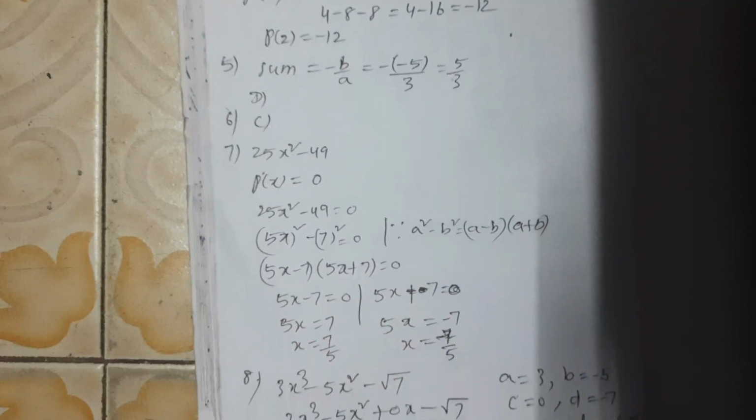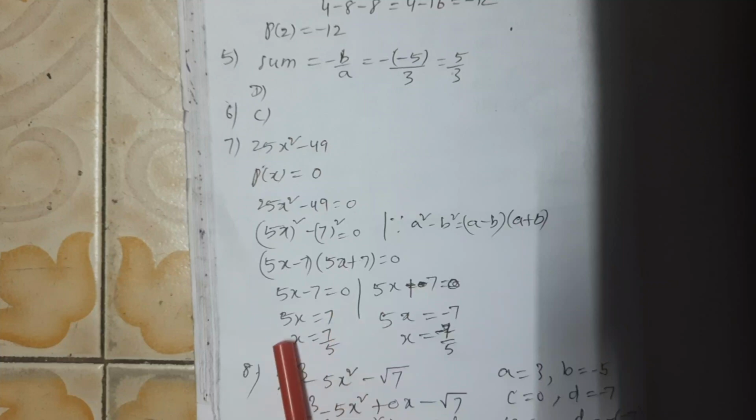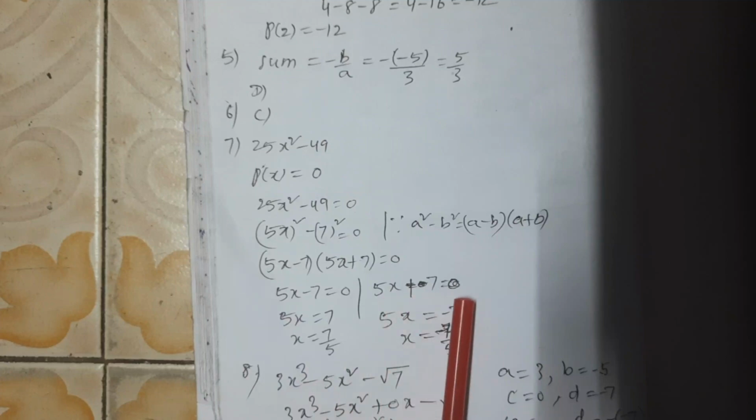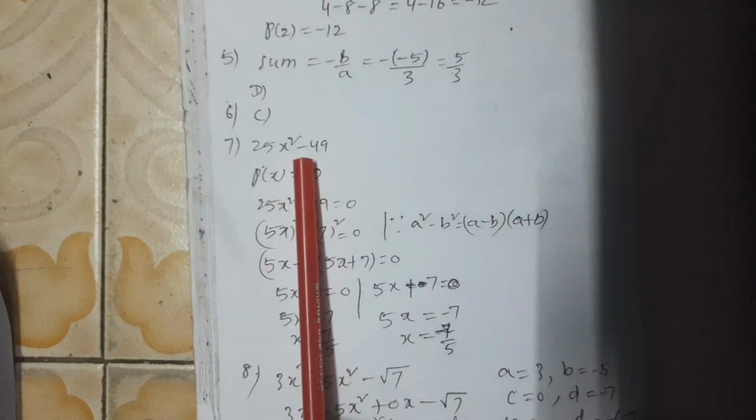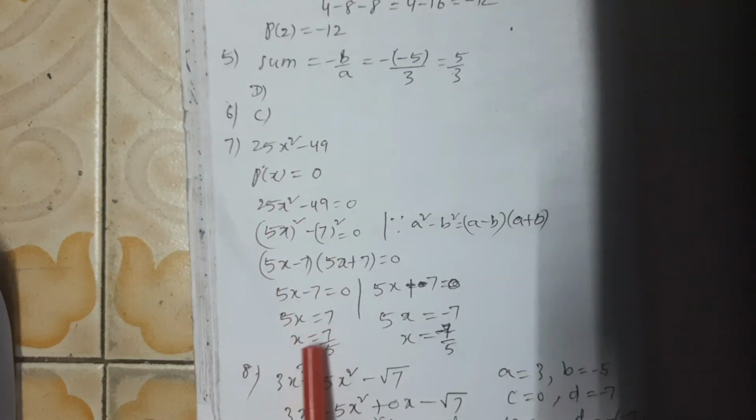You are going to equate 5x minus 7 is equal to 0, 5x is equal to 7, x is equal to 7 by 5. This is one answer. 5x plus 7 is equal to 0, 5x is equal to, transposing that side, minus 7, x is equal to minus 7 by 5. So two distinct roots came. They asked to find the zeros only. Quadratic polynomial means its highest power is 2, so obviously two zeros come. Two different roots came. Yes.